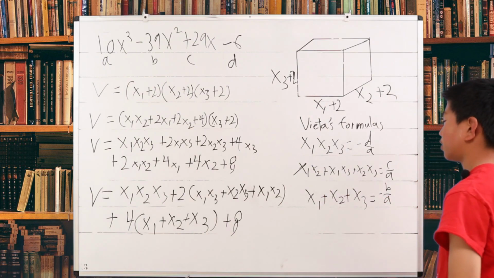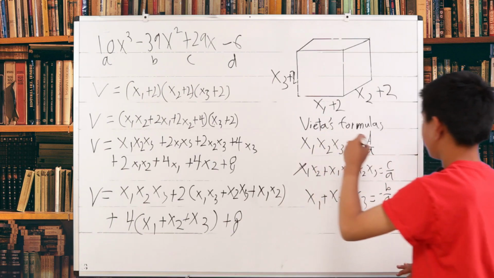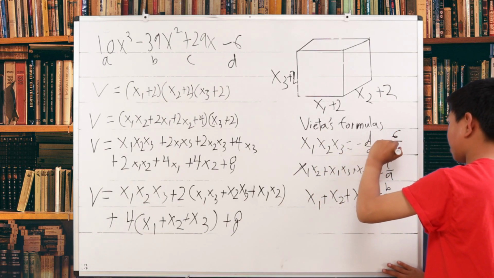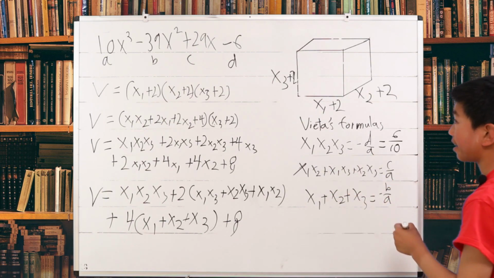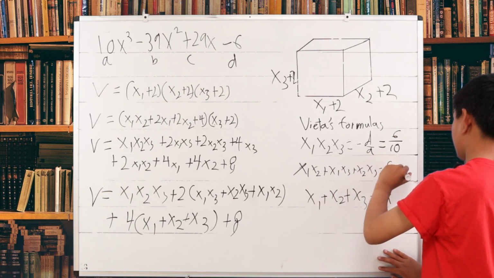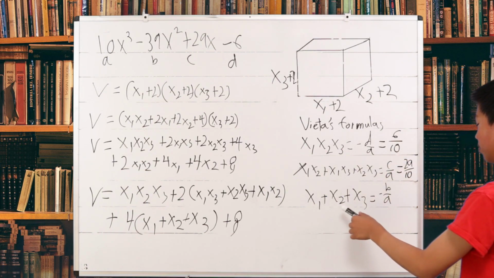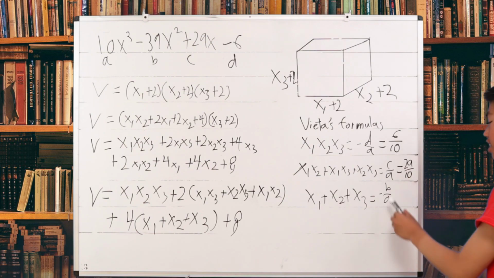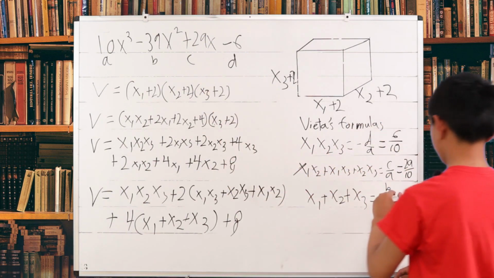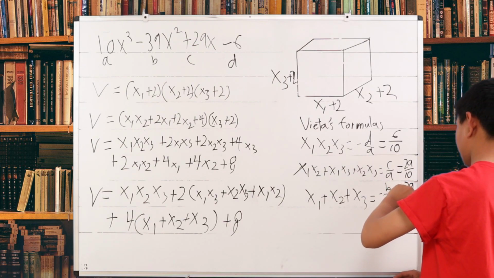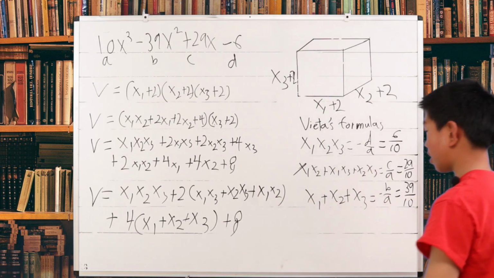So let's take a look at this first one. Negative d over a. So negative 6 over 10, this is just 6/10. So we have this one here. C over a, 29 over 10. And x1 plus x2 plus x3 is negative b over a. So since it's a negative, this is just 39/10. We can now plug them into the equation.